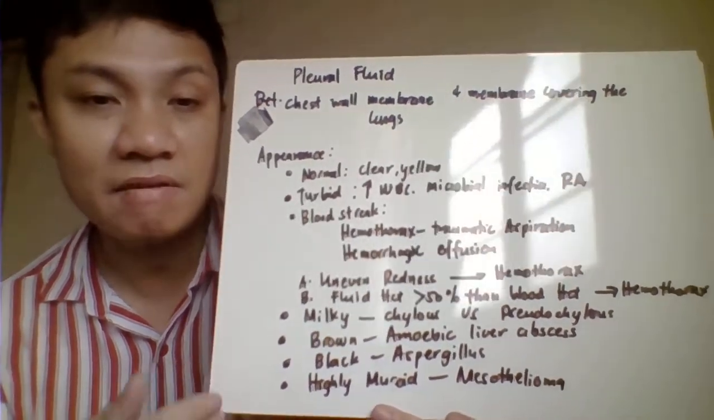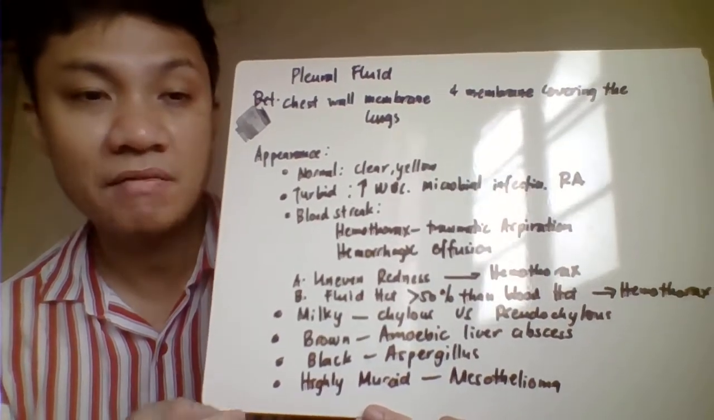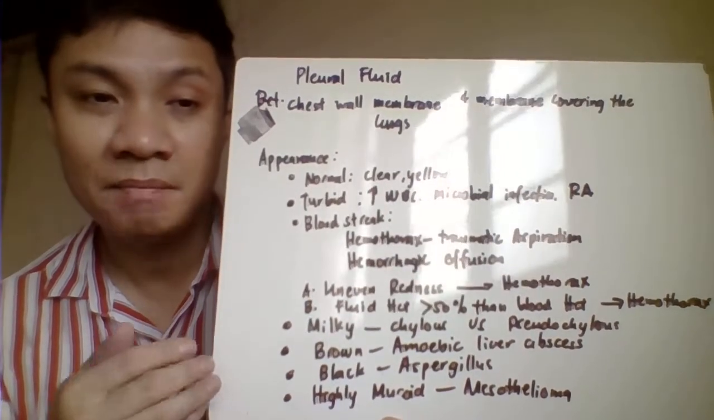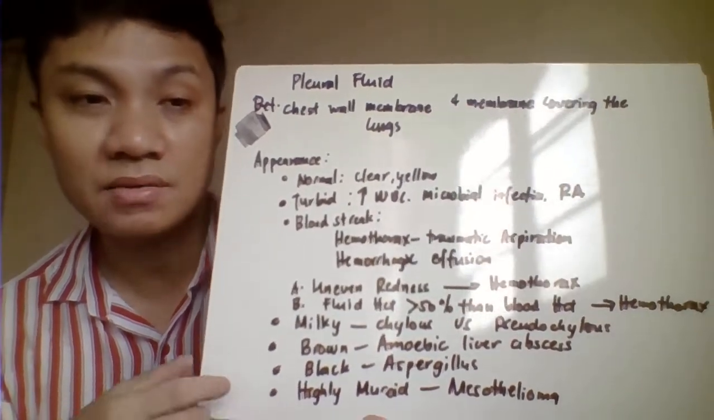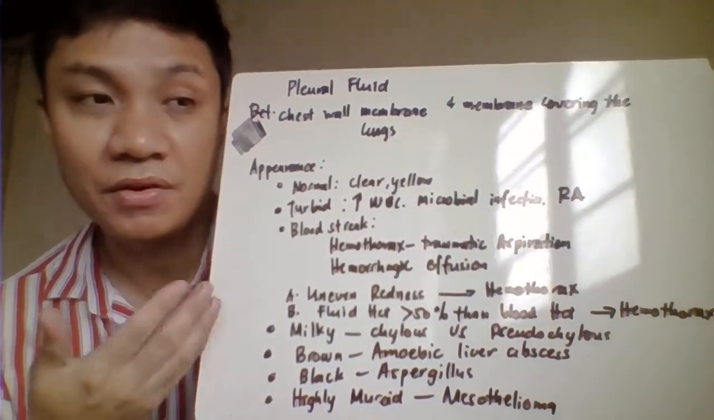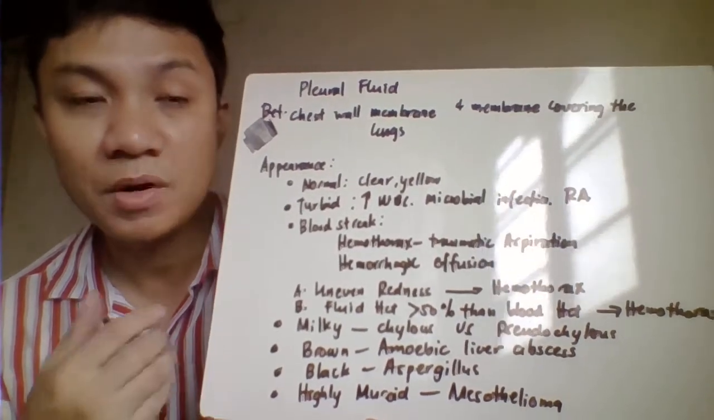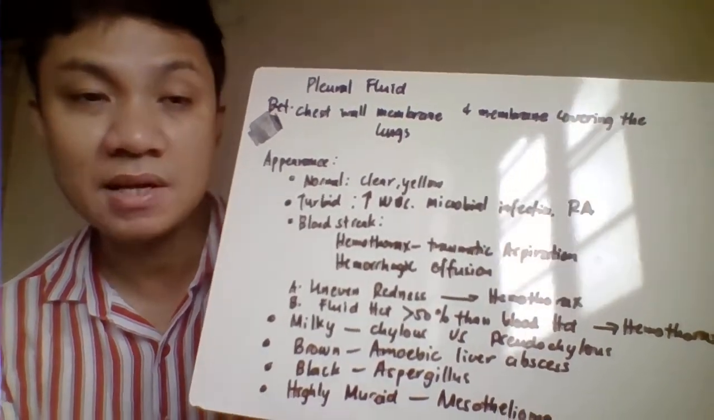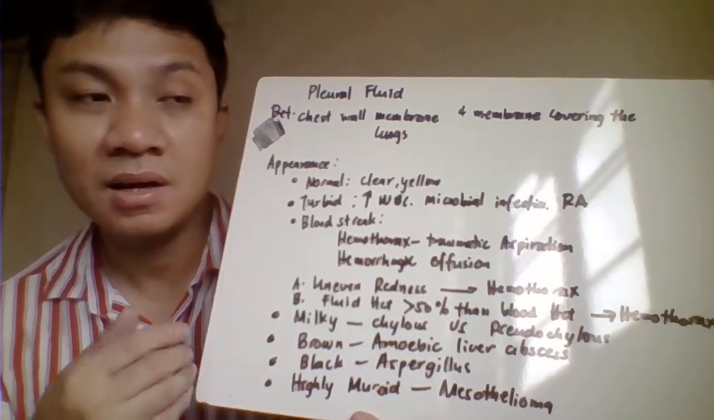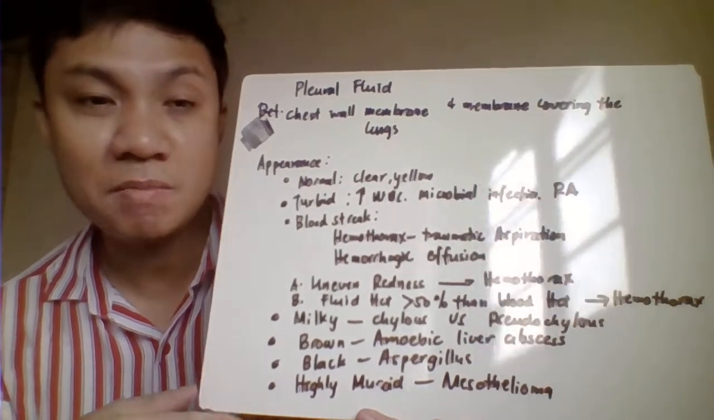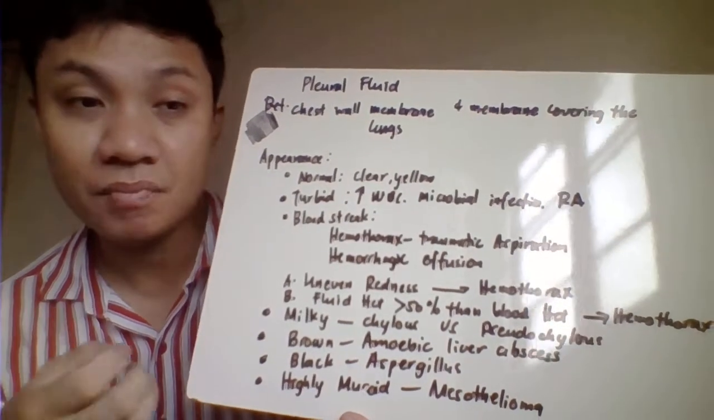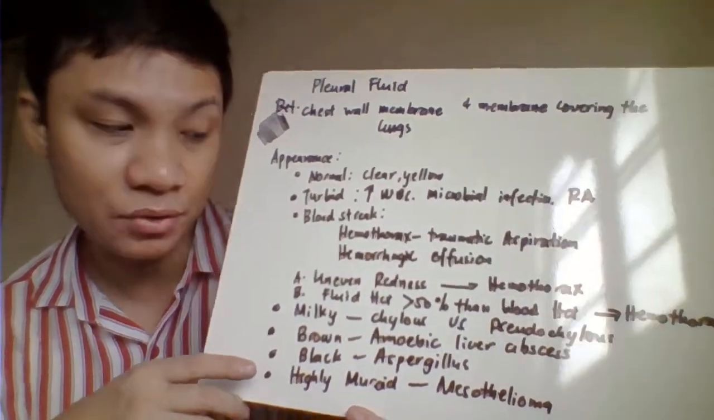So if the specimen is uneven in terms of the redness, that would signify a hemothorax. Another way to determine whether it is a hemothorax or a hemorrhagic effusion is by comparing the hematocrit of your pleural fluid with the blood hematocrit. If your pleural fluid hematocrit is 50% higher compared to the blood hematocrit, it would signify hemothorax. That one is higher because of the pouring in of the blood during the collection process, signifying a traumatic puncture.